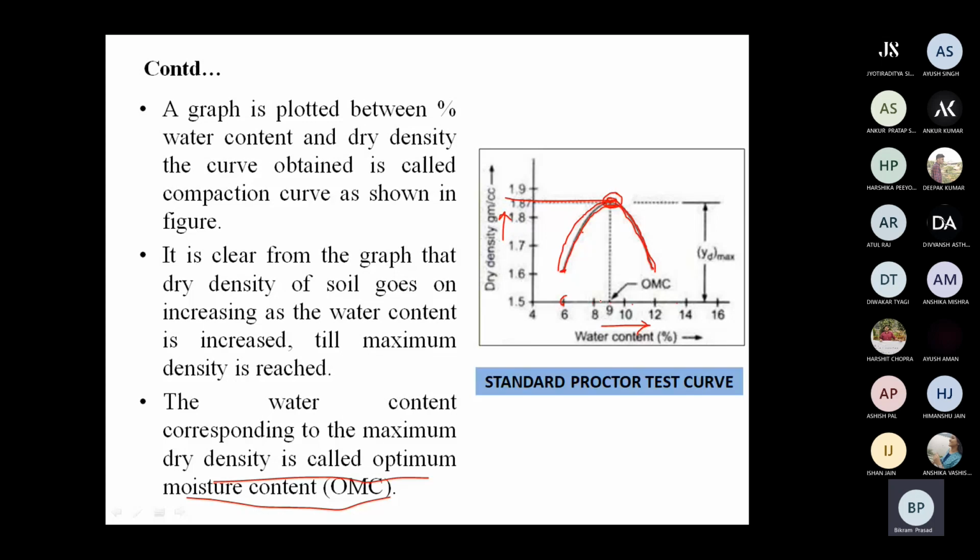So we get both values, dry density and water content, and we take around 6 to 8 samples. Through that we draw the figure, or graph. Each point is plotted and joined freehand, and we get the maximum dry density and the optimum moisture content.